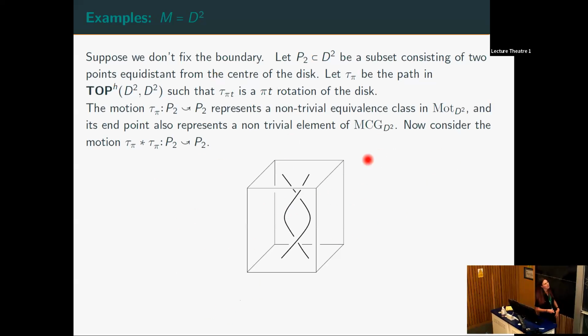So we can intuitively see from this picture, we don't expect that in the motion groupoid we're going to be able to unbraid these strings. But to get a map into the mapping class groupoid, what do we do? We just look at the endpoint. And what is the endpoint? It's a 2 pi rotation. It's the identity. So the image of this in the mapping class groupoid really is the identity.